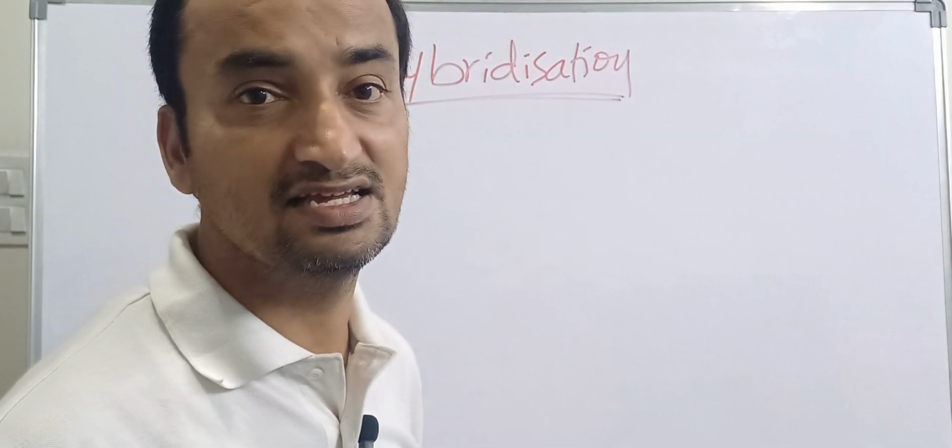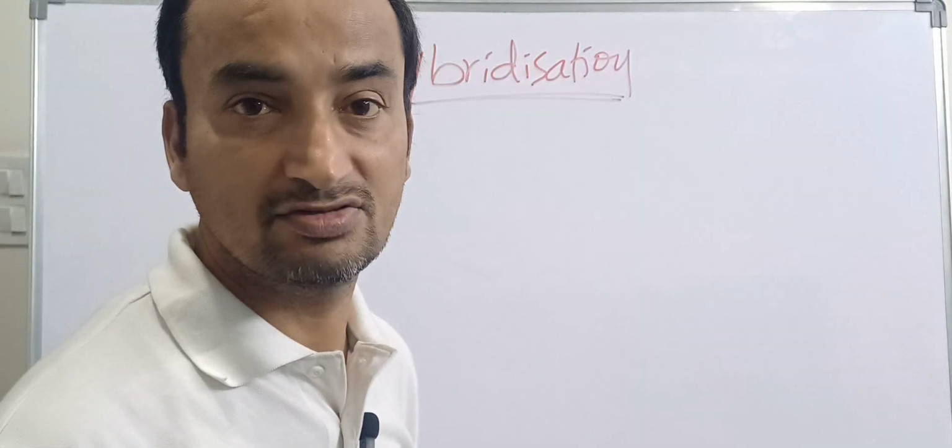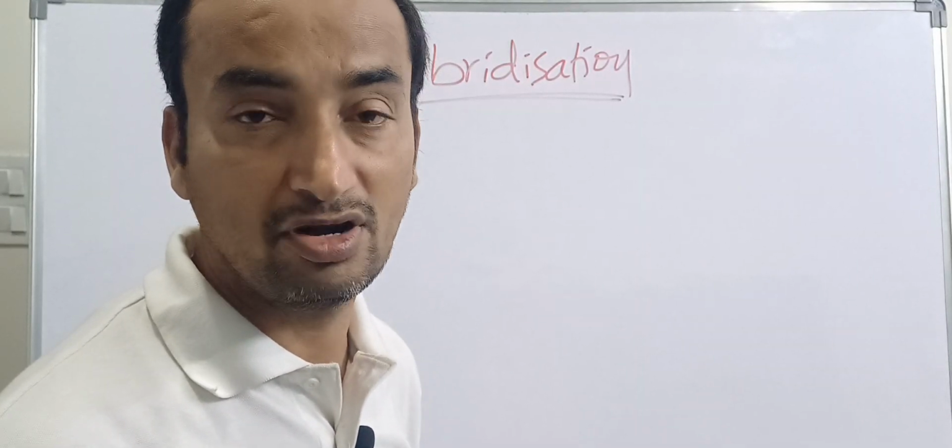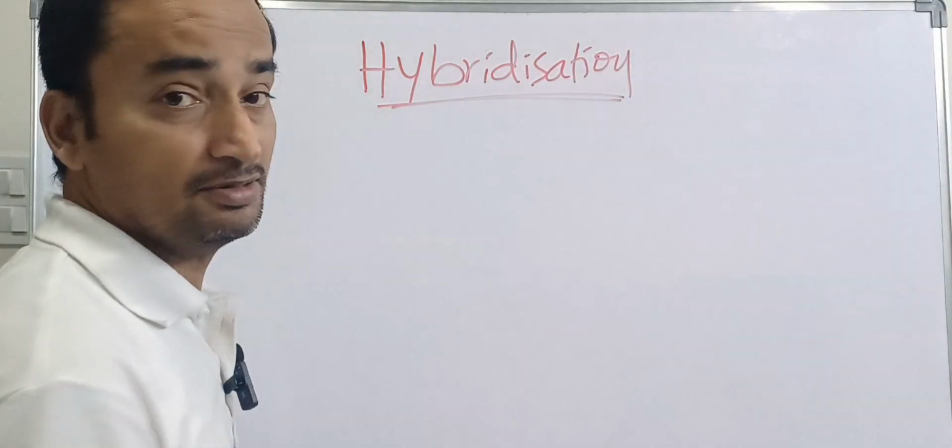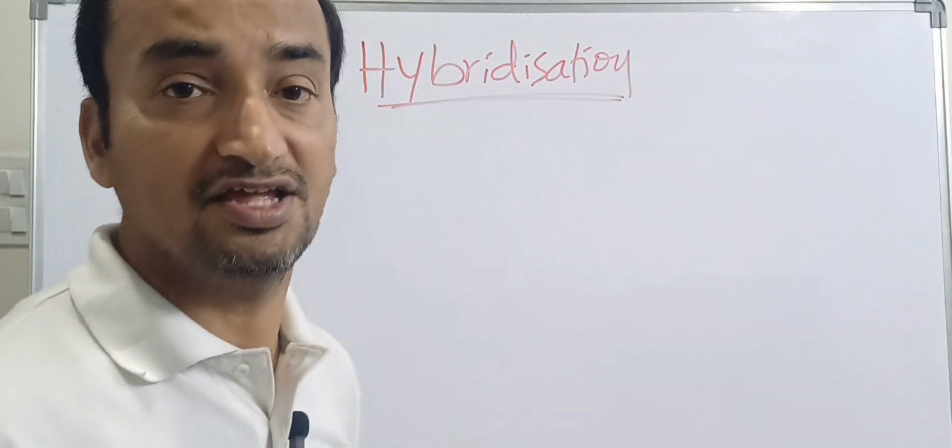Compulsory question, very easy, and you'll be knowing that this one is in the chemical bonding unit. Okay, so here I have mentioned the topic hybridization. Then how to find the hybridization?